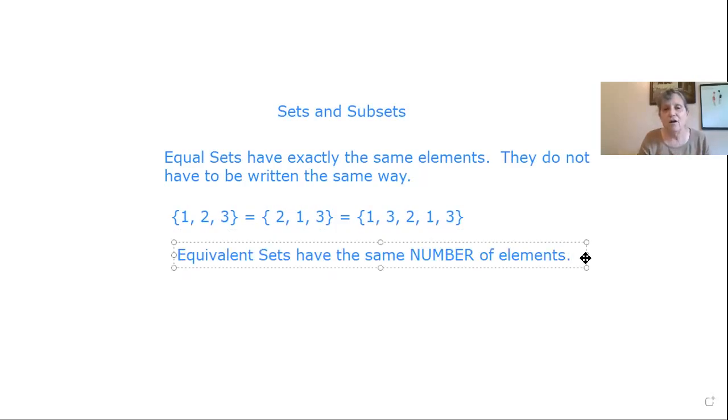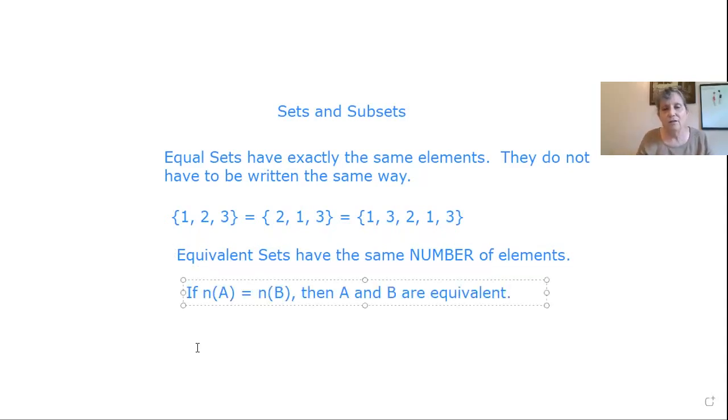Equivalent sets are any sets that have the same number of elements. Now recall, this is the cardinal number of a set. If the number of elements in set A is the same as the number of elements in set B, then A and B are equivalent, even though set A may contain numbers and set B contain letters. It doesn't have to be the same elements. It doesn't have to be the same type of elements. It simply has to be the same number of elements to be equivalent.